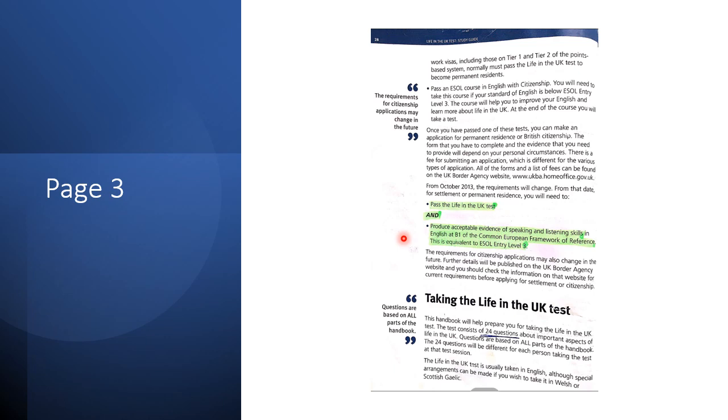That's it. Right, so this is the end of the chapter. No more in this chapter. So these are a couple of things: taking the life in the UK test, how to take the test, and how many questions there are. We already know that there are 24 questions, and 18 of them should be correct. Then you pass the test and you will get a certificate. These days you just get an email and a pass number. So that is the end of the test.